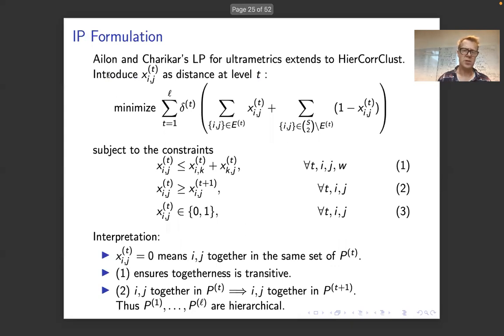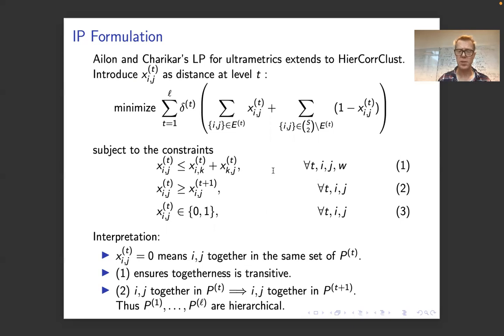So let's just review the LP formulation. For every level, we are going to get some distances. And if the distance from i to j is 0 on some level, it means that the two species are together on that level. So again, I should say the distances have to be 0 or 1. Then we have the triangle inequality. And in this case with 0, 1, this ensures that togetherness is transitive.